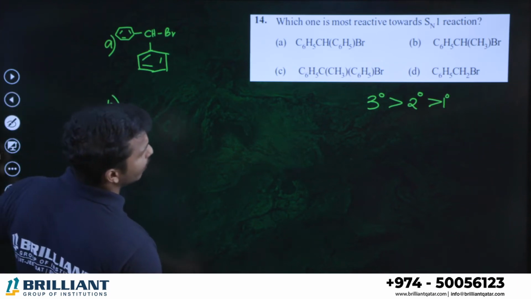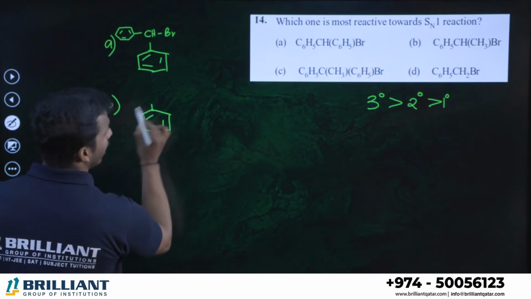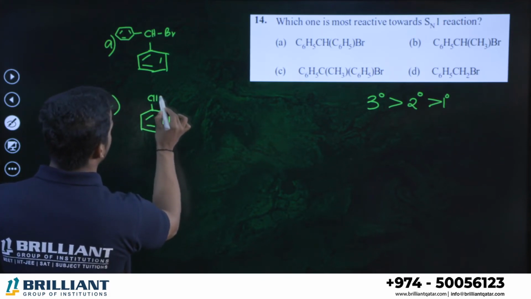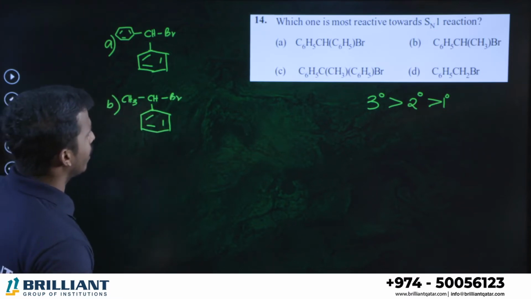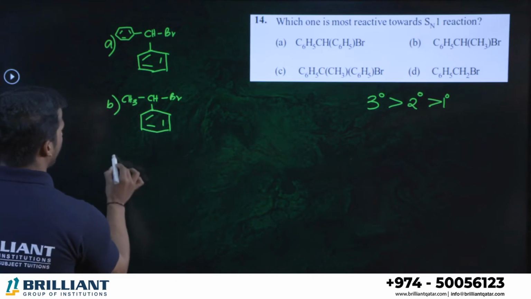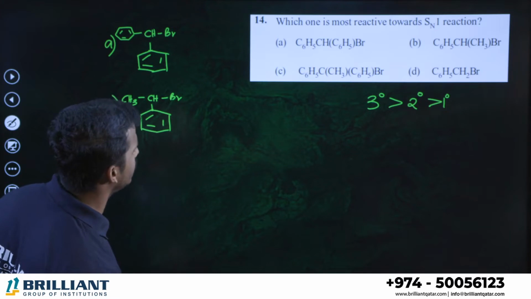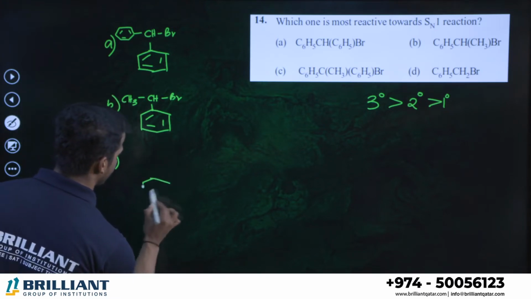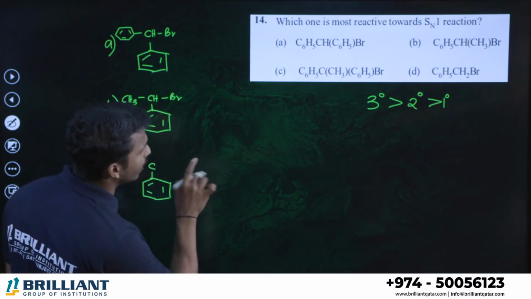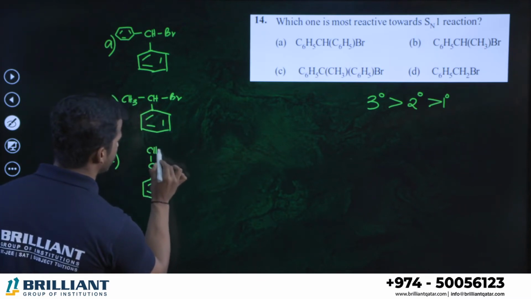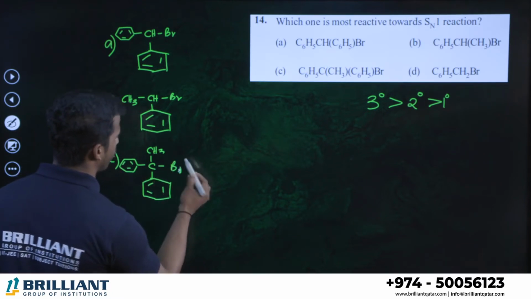Option B is given as C6H5 and then one CH carbon. There is a bromine and we have CH3 here. Correct, right? Next one, option C. Option C is C6H5, then one carbon. On that carbon, what all things do you have? One CH3 is there, again one more phenyl ring, and there is a bromine.